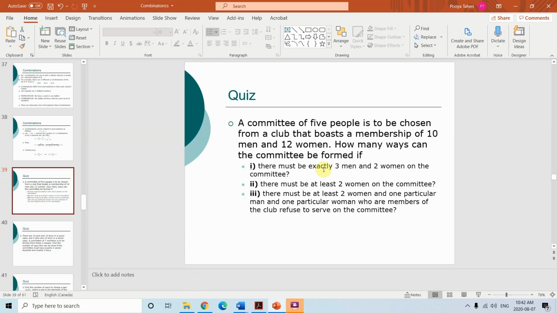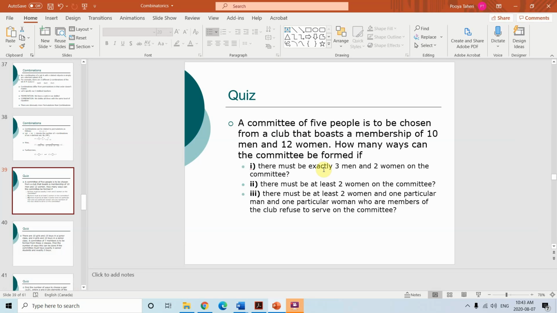A committee of 5 people is to be chosen from a club that boasts a membership of 10 men and 12 women. How many different ways can the committee be formed if there must be exactly 3 men and 2 women on the committee?